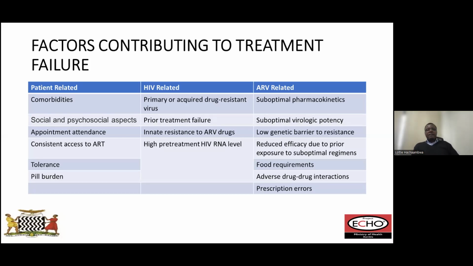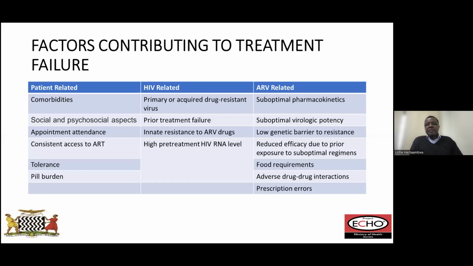And then the high viral load prior to treatment. Again, if you have a high viral load, say 1 million copies, 500,000 copies, all those are factors that can lead to lack of viral suppression. And then factors related to the medicine itself, it could be suboptimal pharmacokinetics. This is where we talk about drug-drug interactions, absorption of the drugs, and the choice of the regimen. Is it the most potent that's available? So it may not be very potent.